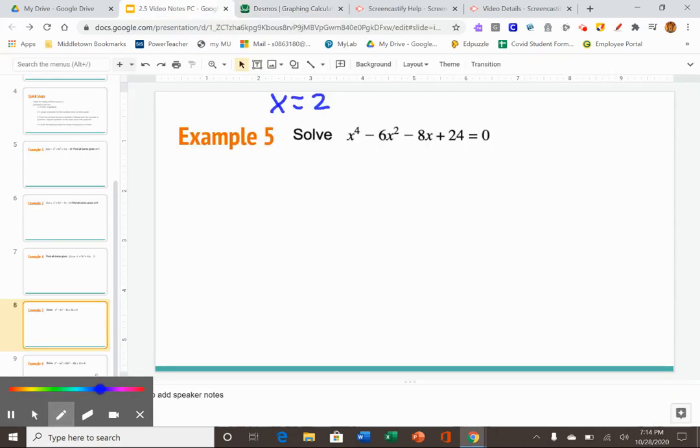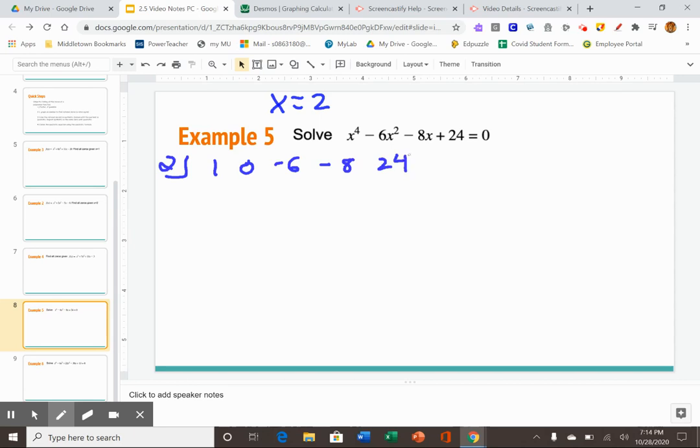So we're going to put 2 in the little box. 1. Remember, we need a placeholder for the cubic term. 0, -6, -8, 24. 1, 2, 2, 4. You guys should be getting kind of good at this by now.